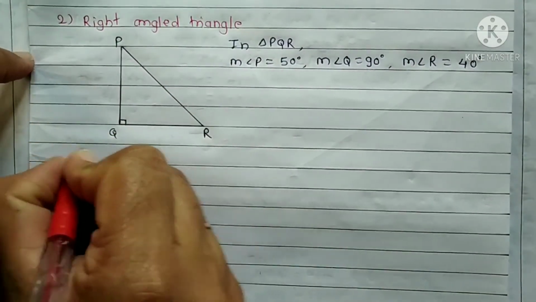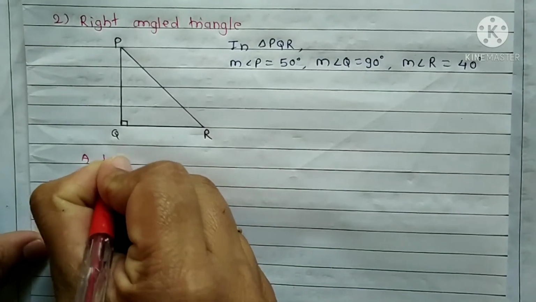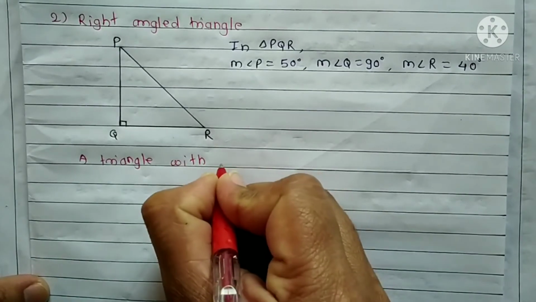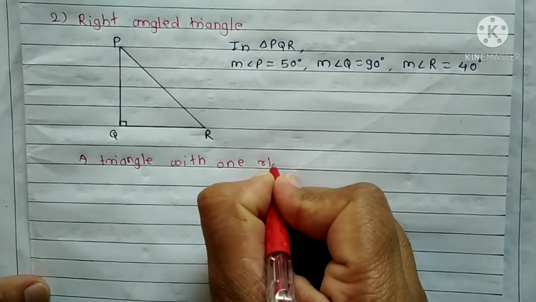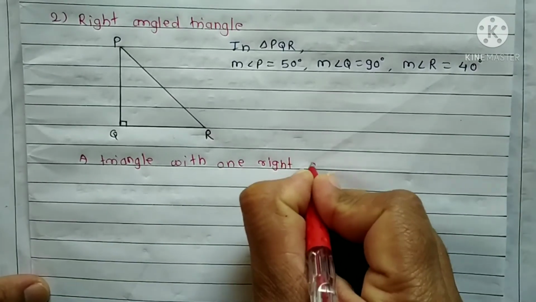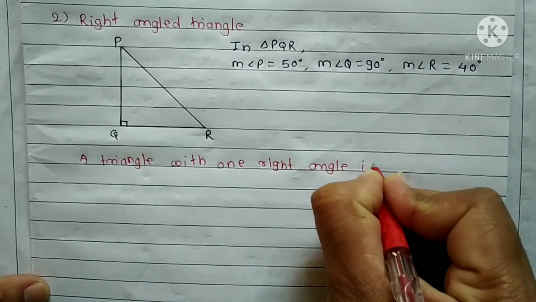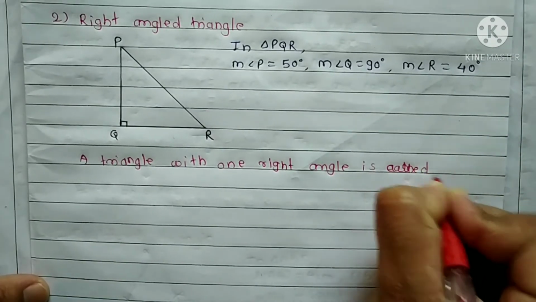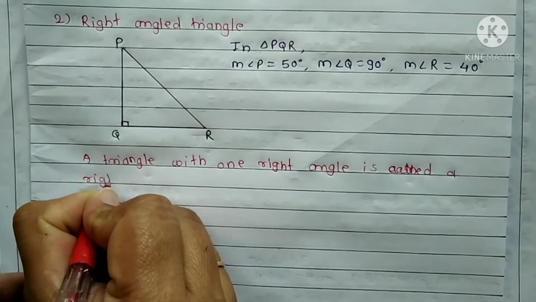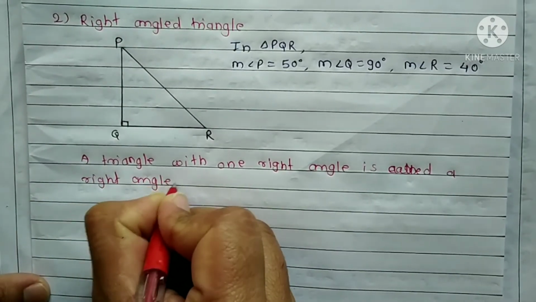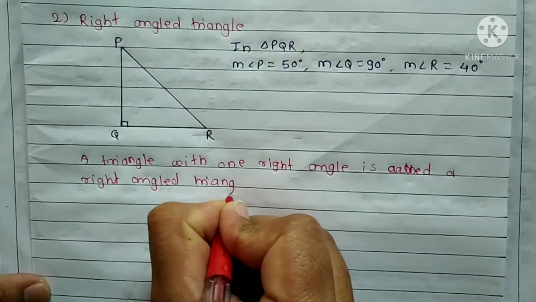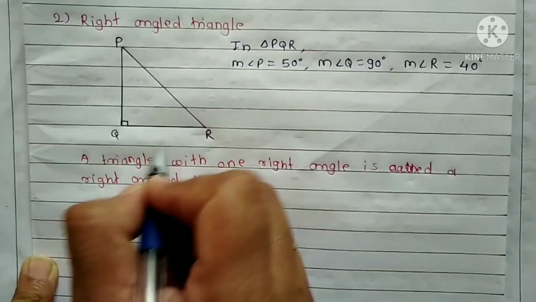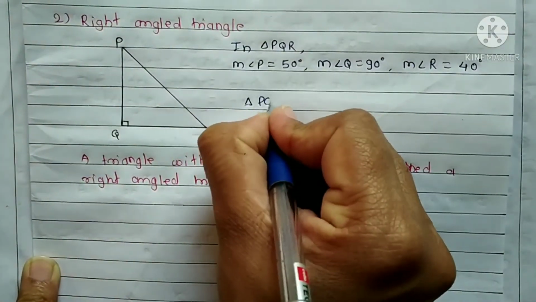So definition is a triangle with one right angle is called a right angle triangle. Therefore by this definition triangle PQR is a right angle triangle.